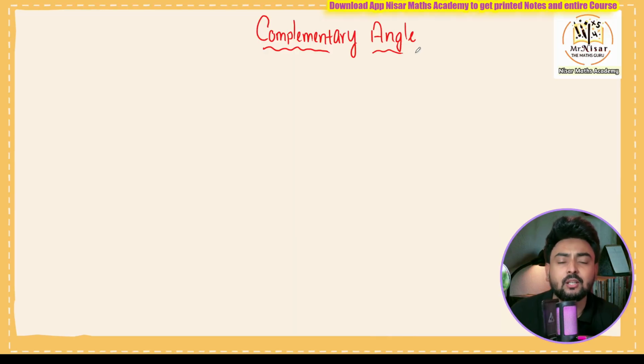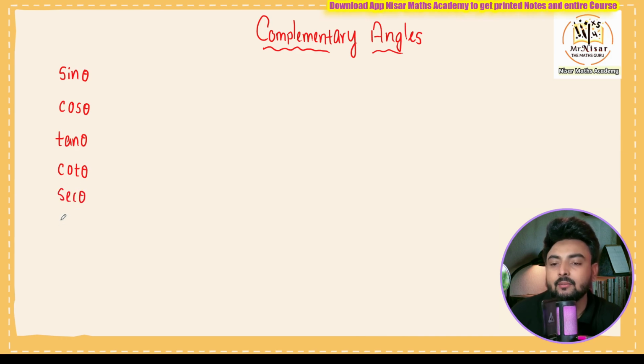So just once we'll recall what the complementary angles were that we studied in 9th standard. What is the meaning of complementary angle? When the sum of two angles is 90 degrees, we call them complementary angles. Let's recap what we have seen. I'll write the trigonometrical ratios: sine, cos, tan, then cot, then we have sec theta, and then we have cosec theta.